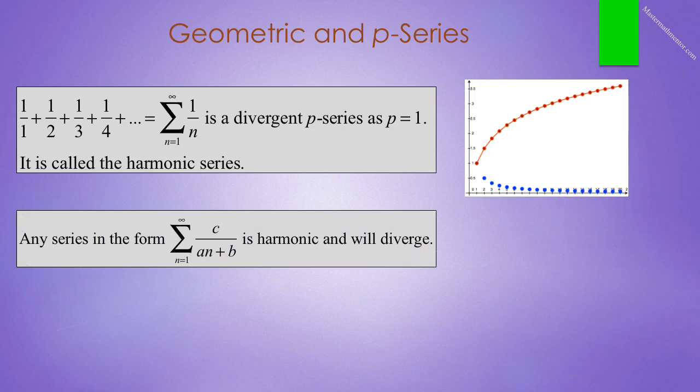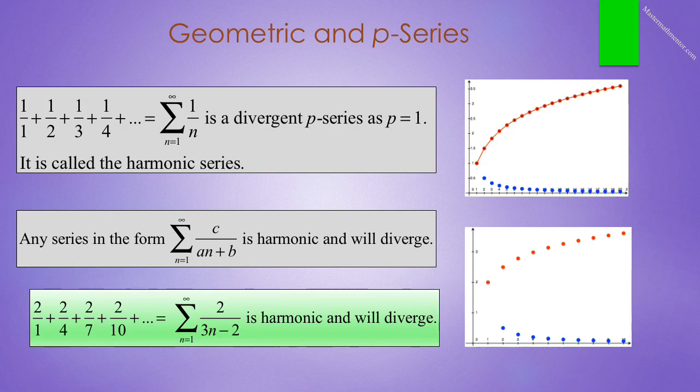A general harmonic series is in the form of summation n equals 1 to infinity of c over an plus b. This will diverge. In music, strings of the same material, diameter, and tension, whose lengths form a harmonic series, will produce harmonic tones, which are pleasing to the ear.